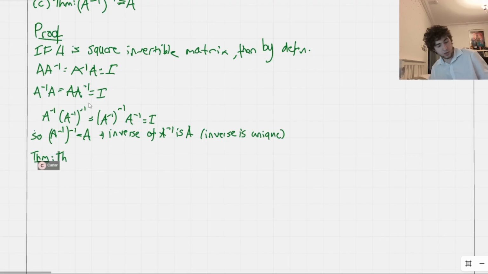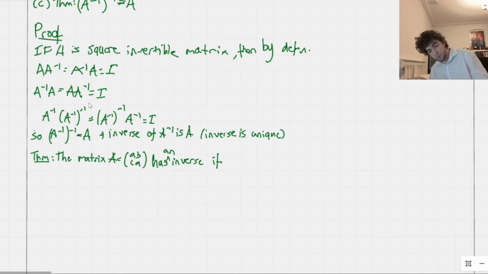Okay, so it's a theorem. So if I give you a 2 by 2 matrix, which is an arbitrary 2 by 2, A, B, C, D. So the matrix A, B, C, D, it has an inverse, right? It has an inverse if and only if, right? So you've got a double F there.